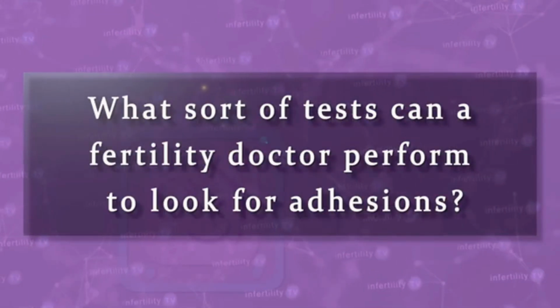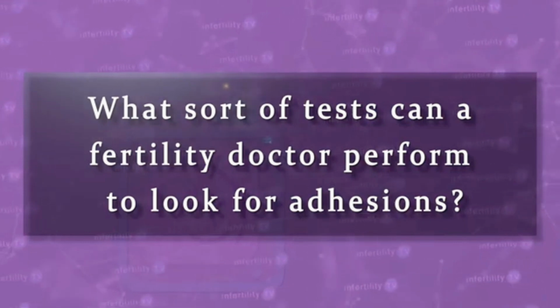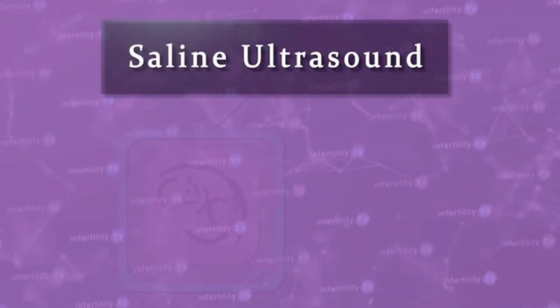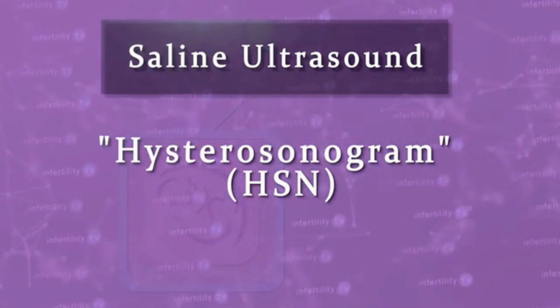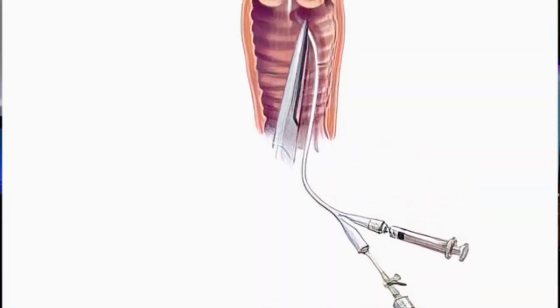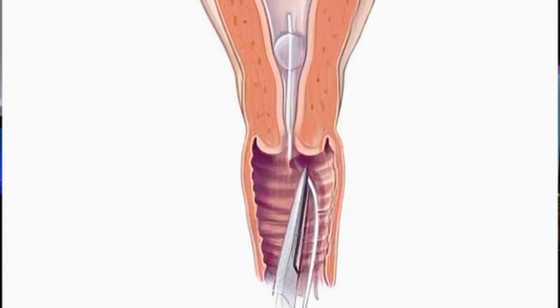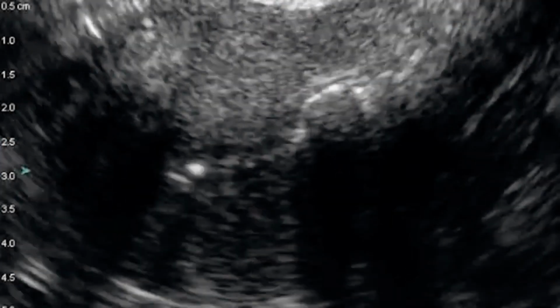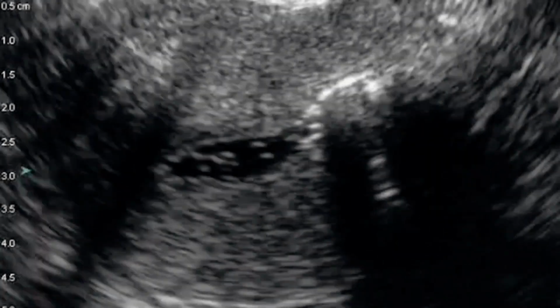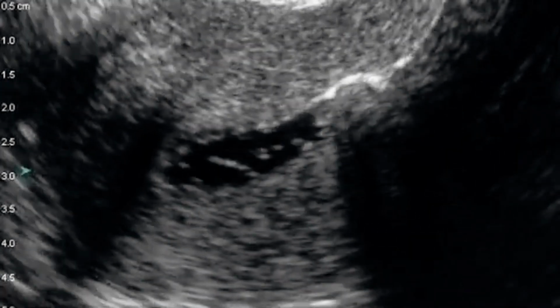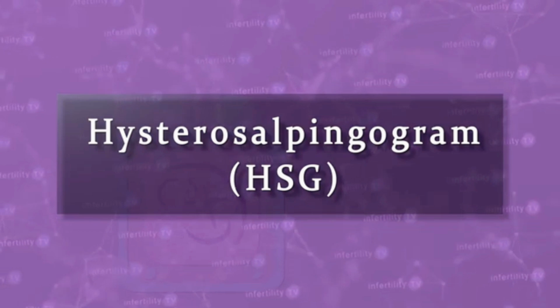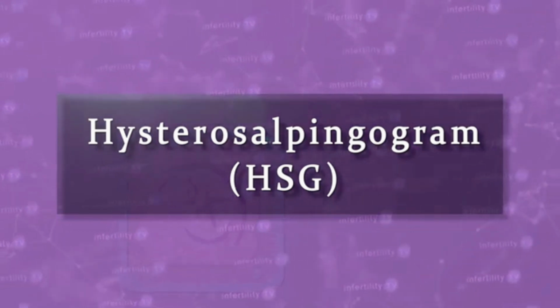What sort of tests can a fertility doctor perform to look for adhesions? There are 3. The first test is called a saline ultrasound or hysterosonogram. During this test, a catheter is inserted into the uterus and salt water is squirted inside. A vaginal ultrasound is then performed. The salt water pushes the walls of the uterus apart so that scar tissue can be seen with the ultrasound. A second test is called a hysterosalpingogram, or HSG for short. This test is similar, except that the fluid being squirted inside the uterus is contrast, which shows up on X-ray. Instead of doing ultrasound, an X-ray is used to view the uterus.